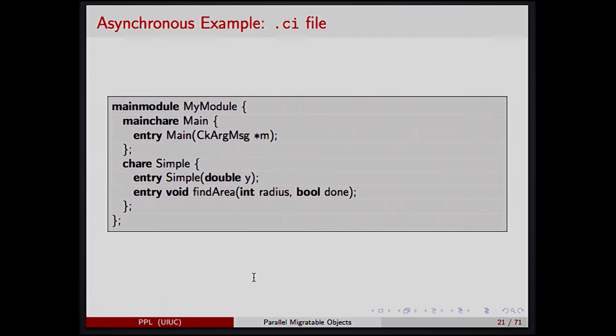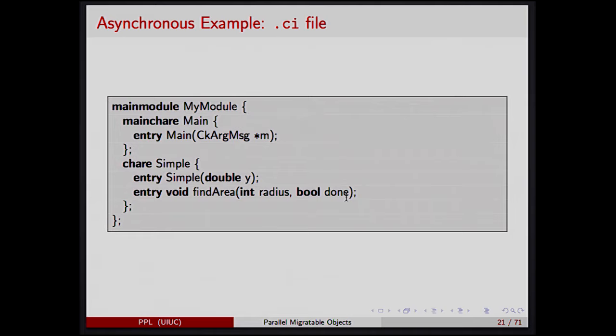In the .ci file, you say I have a main object with the standard parameter. I have a simple object with a constructor parameter y, which you and I know will be pi. And then a findArea method, which is an entry method. No return type, obviously. Find area, and then it has a radius. And it has a Boolean called done.